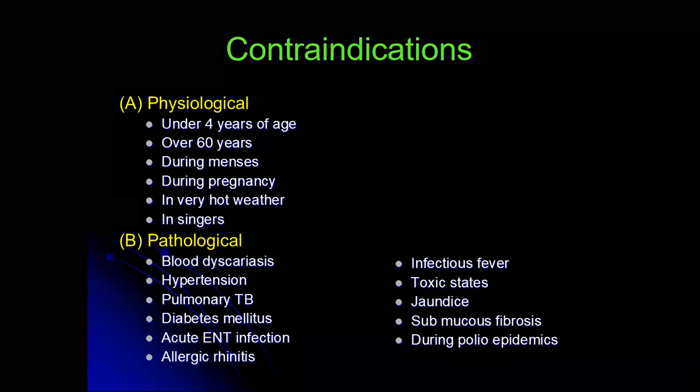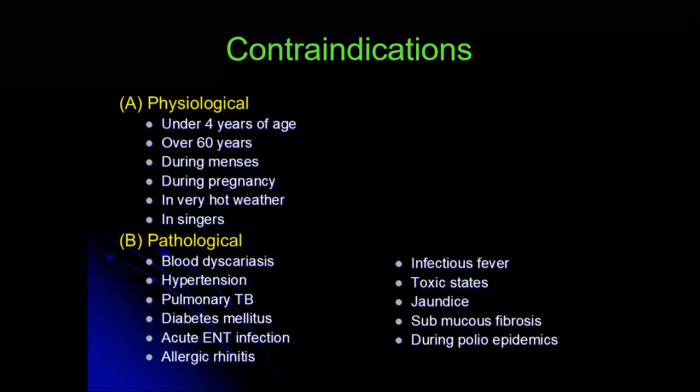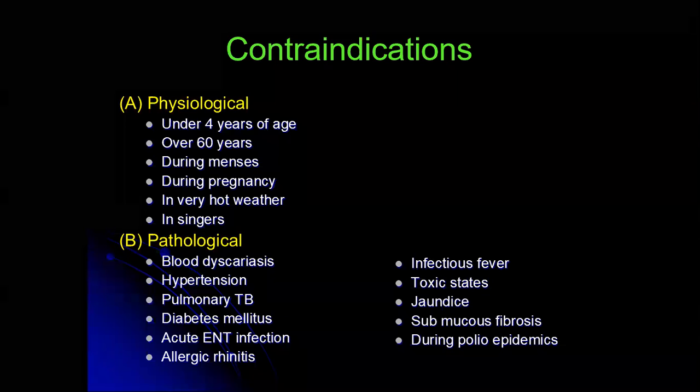Pathology. Number one, blood dyscrasias. Blood dyscrasias means blood disease, for example hemophilia, anything with a disturbance of clotting factors or bleeding; all of that comes under blood dyscrasias. Number two, uncontrolled hypertension. If it is controlled, then we do tonsillectomy very well. Uncontrolled pulmonary tuberculosis: pulmonary tuberculosis is treated, the active period is 3 months, and if it is well controlled, then we do the tonsillectomy.